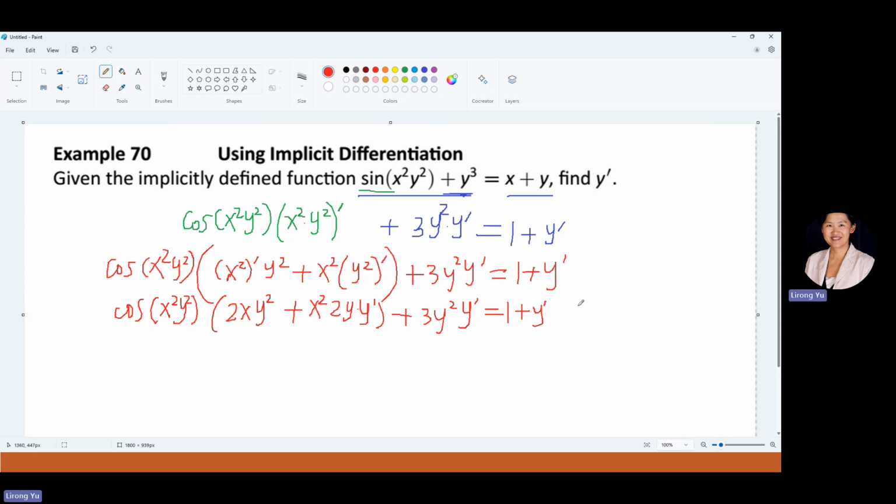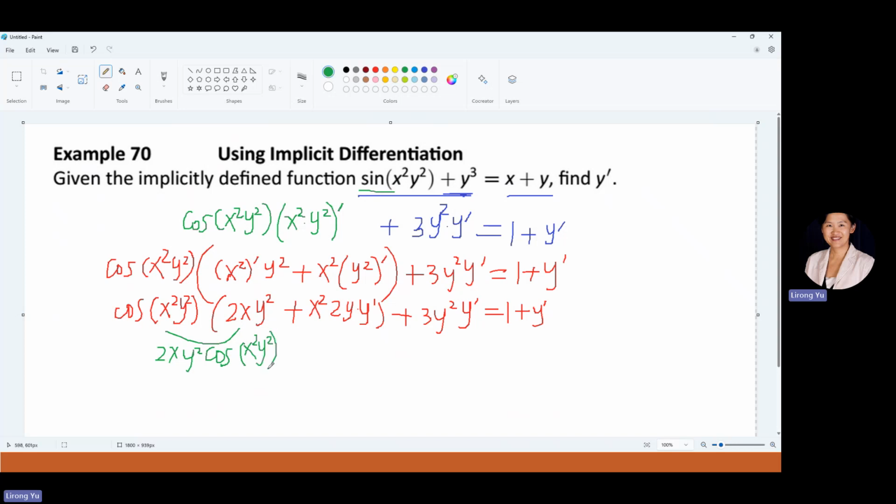By now we have differentiated every single term, but there is still something that we have to work on more, because we have this extra parenthesis that's distributed. So you have the big cosine multiplied by 2x y squared. So we will write 2x y squared times cosine x squared y squared.